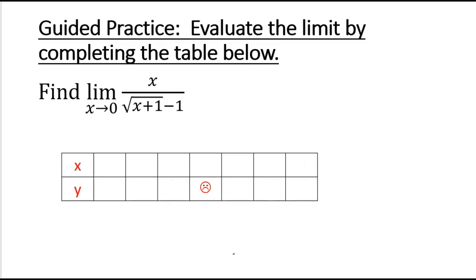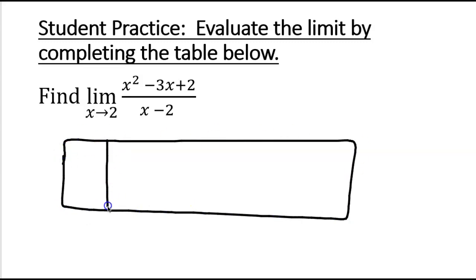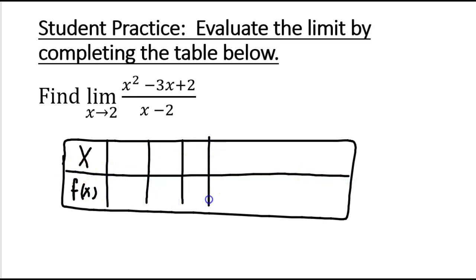All right. So now that we've done a guided practice, I'm going to let you guys do one here. You're going to make your own table. Now the beginning of it is pretty much just generally going to be the same. We're going to have an x value here, and then we're going to put our function value here. We're always going to have 3 on the left, a middle one, and then 3 on the right. And once again, the function's not going to exist at this point. And from here, I'm going to let you guys go ahead and start finding that limit by completing the table below. When you unpause the video, you will see the solution.